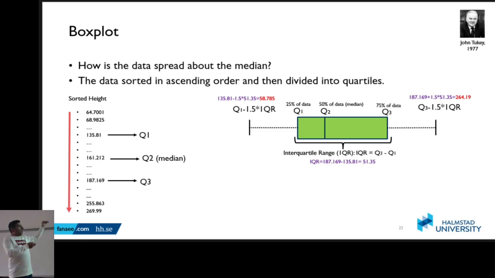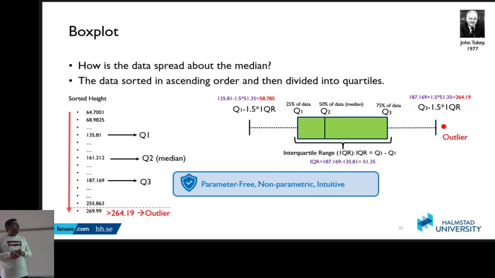And then upper and lower limits are computed as Q1 minus 1.5 multiplied by IQR, which becomes 58. And the upper limit is 264. Based on this, we identify this as an outlier because it's over the upper limit. This is an approach by boxplot.